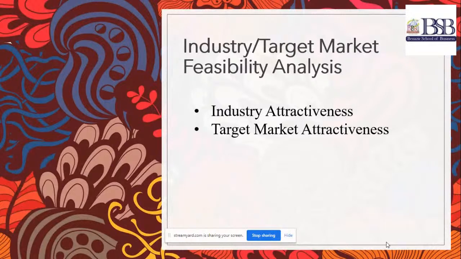You have to assess environmental trends: are they in favor of or against the industry? The current conditions, are they favorable for the industry I am entering or not? You have to assess that. And again, the political and social trends.